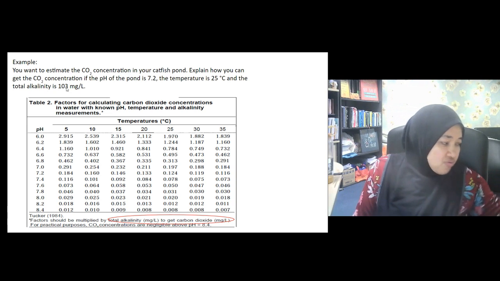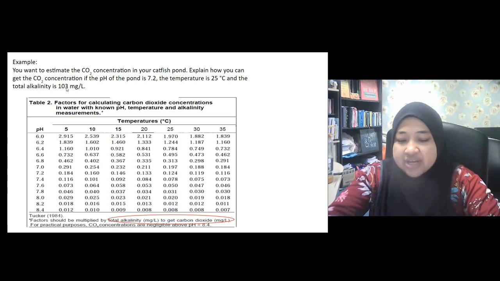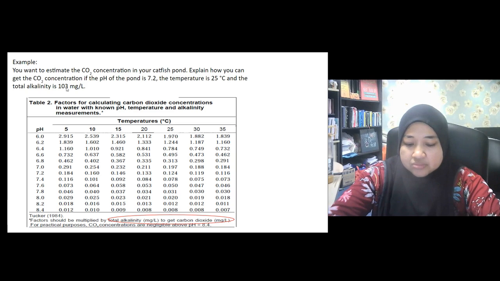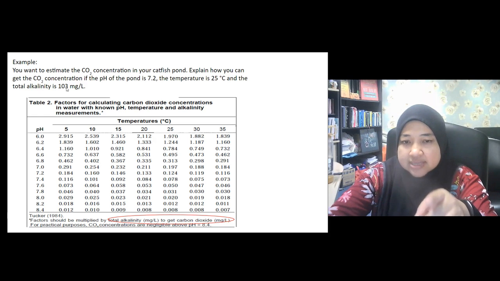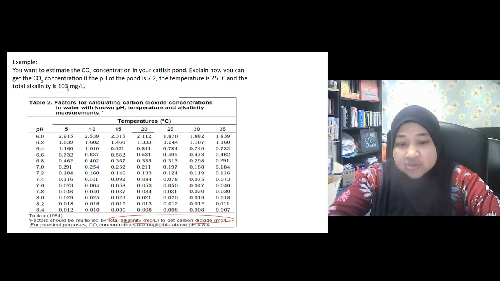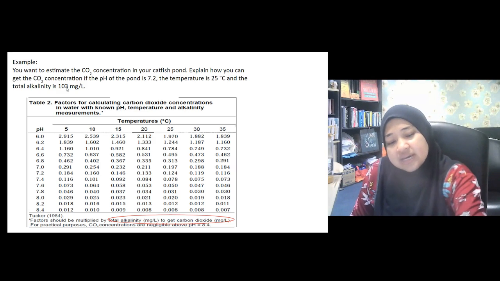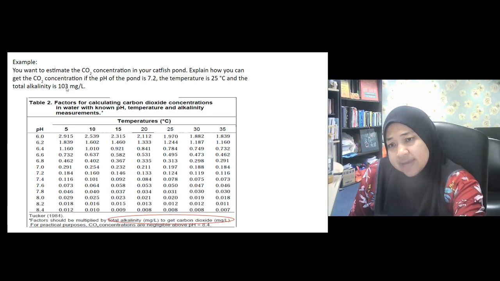You can calculate the value yourself. Let's do it together. Okay, so the value is, you get it? It's very easy. Look at 25 degrees Celsius and pH 7.2, which gives 0.124, and multiply with the total alkalinity value, that is 103. So you will get 12.772 milligram per liter of carbon dioxide. That is the carbon dioxide value at pH 7.2 and temperature 25 degrees Celsius.